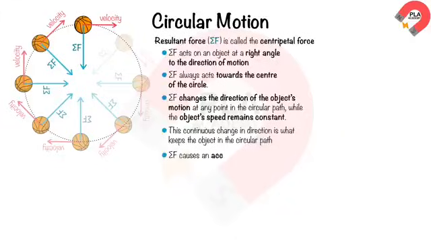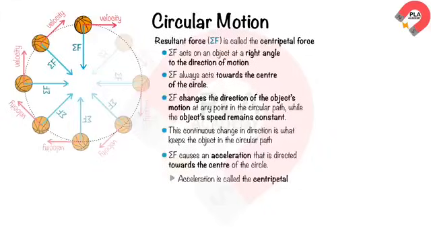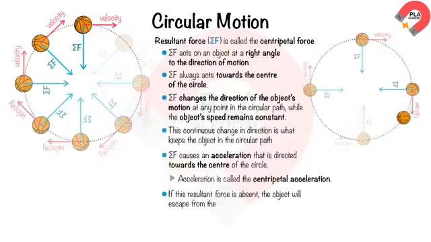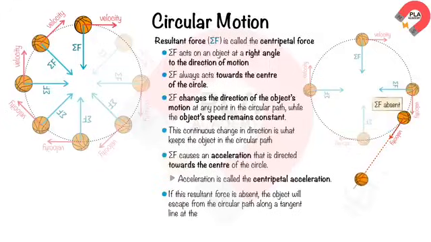This resultant force causes an acceleration that is directed towards the center of the circle. This acceleration is called the centripetal acceleration. If this resultant force is absent, the object will escape from the circular path along a tangent line at the point where it leaves the circle.